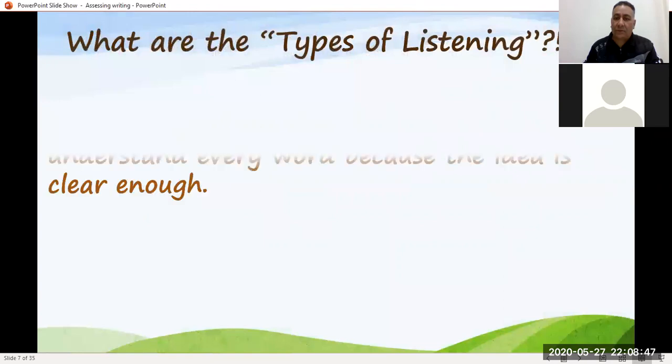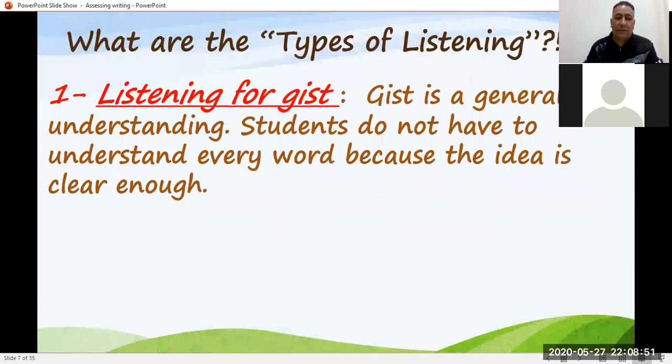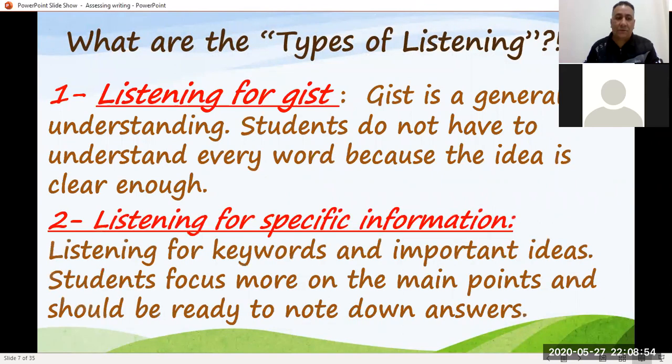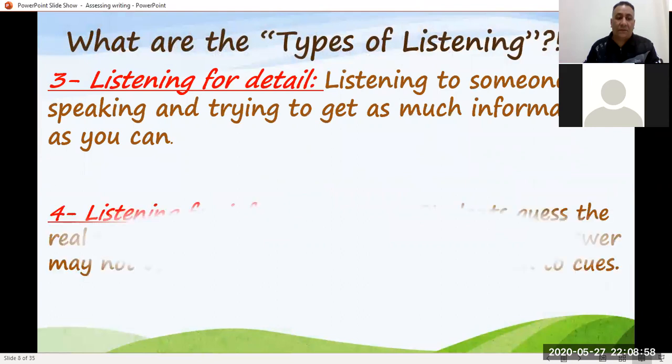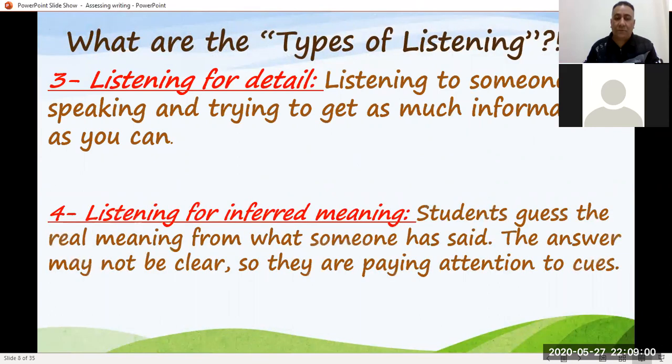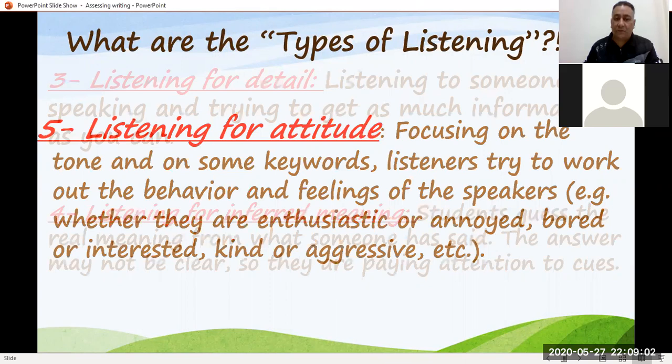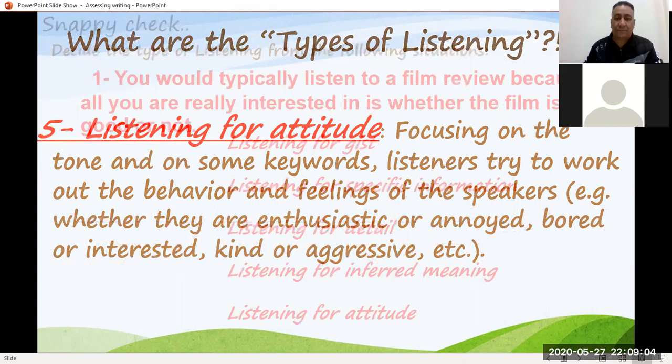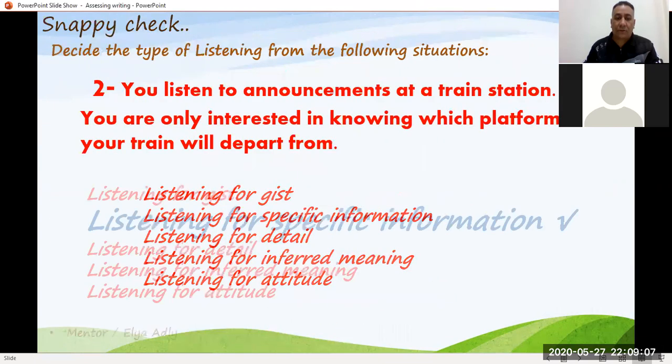What are the types of listening? Listening for gist, listening for specific information, listening for detail, listening for inferred meaning, and listening for attitude. You remember all that?